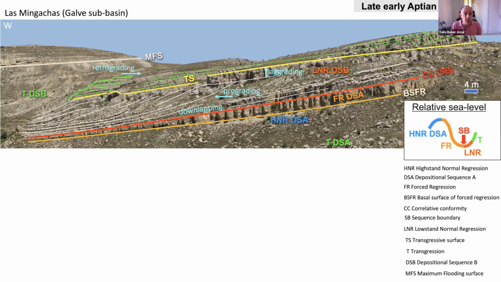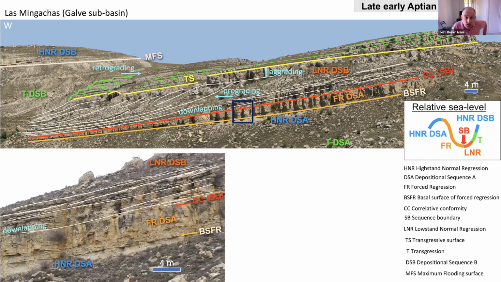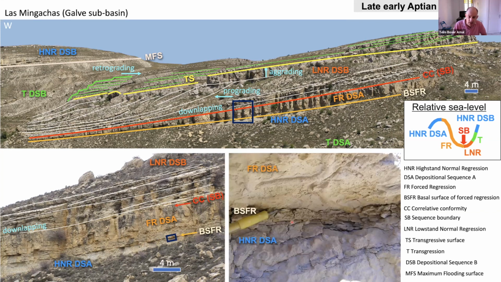Here is where we place the maximum flooding surface of depositional sequence B at the downlap surface of the next highstand platform top carbonates with rudists and corals of depositional sequence B. This is a zoom of the fourth regression. Here we would have the highstand marls of depositional sequence A. This sharp surface corresponds to the basal surface of forced regression. Here you have a close-up view of this basal surface of forced regression. These are the highstand marls. This is the base of the fourth regressive wedge with some bioturbation. And note that the basal surface of forced regression is a sharp surface.